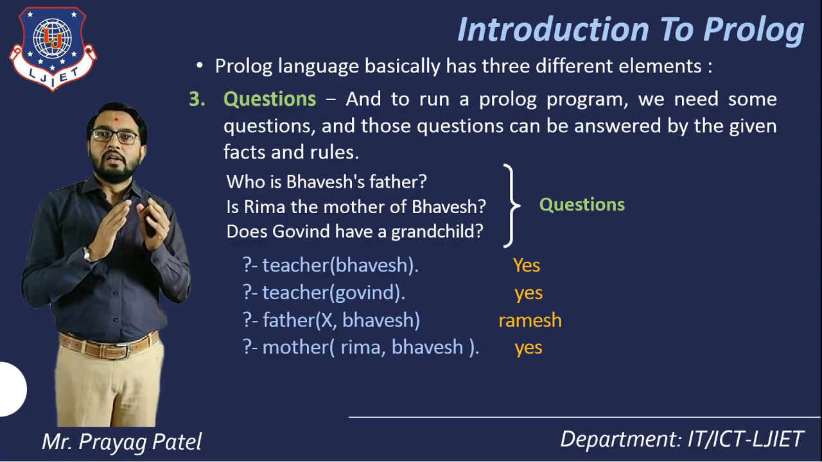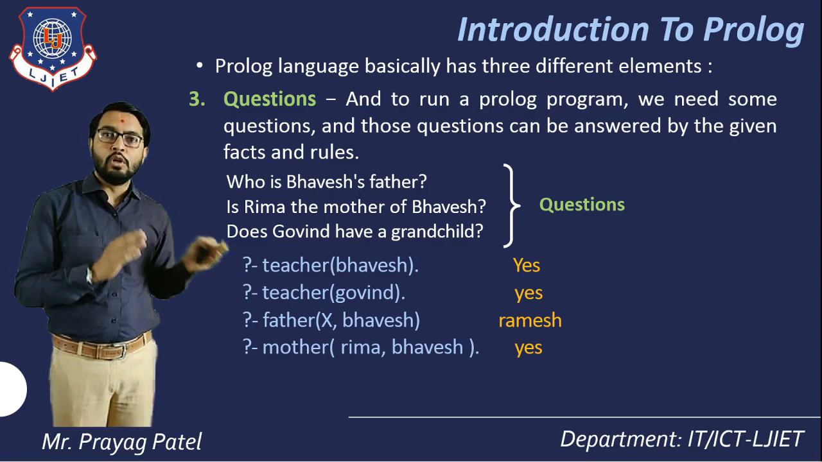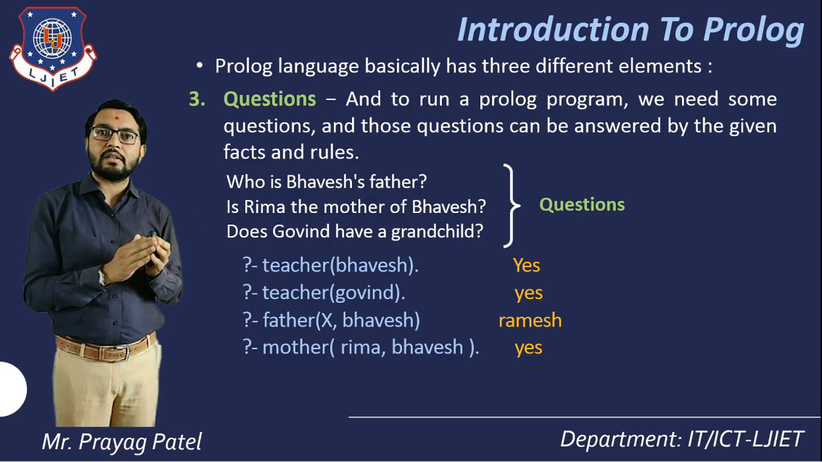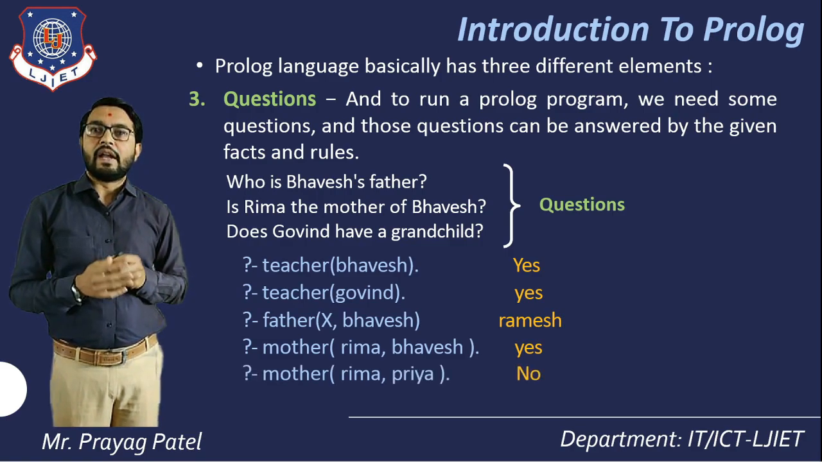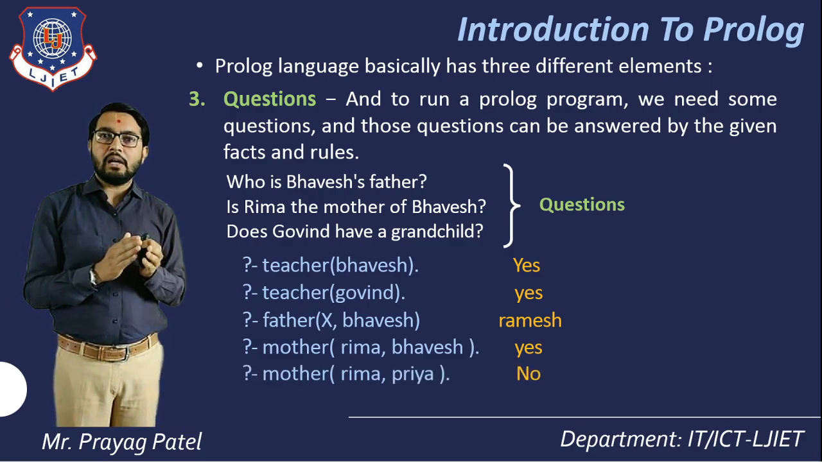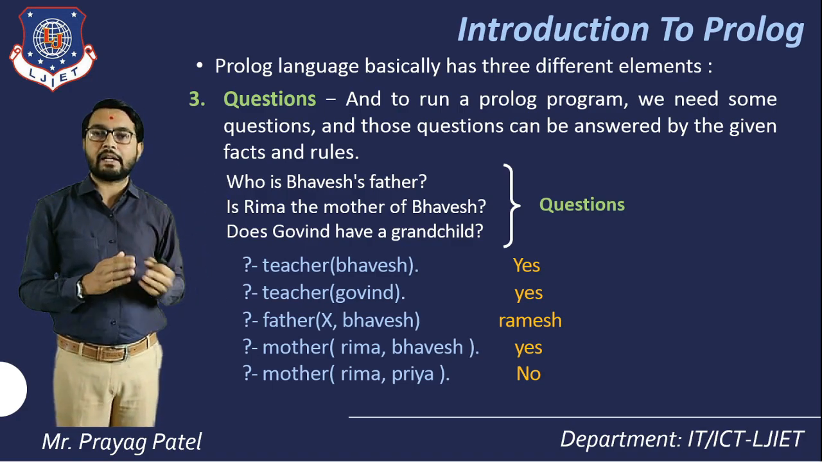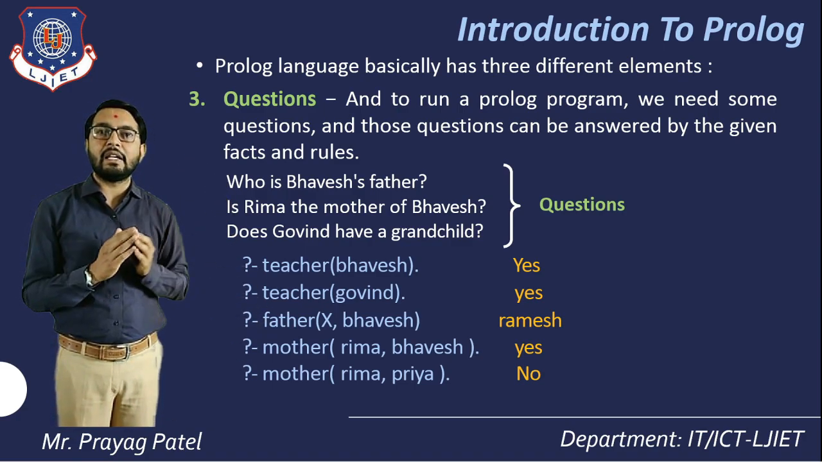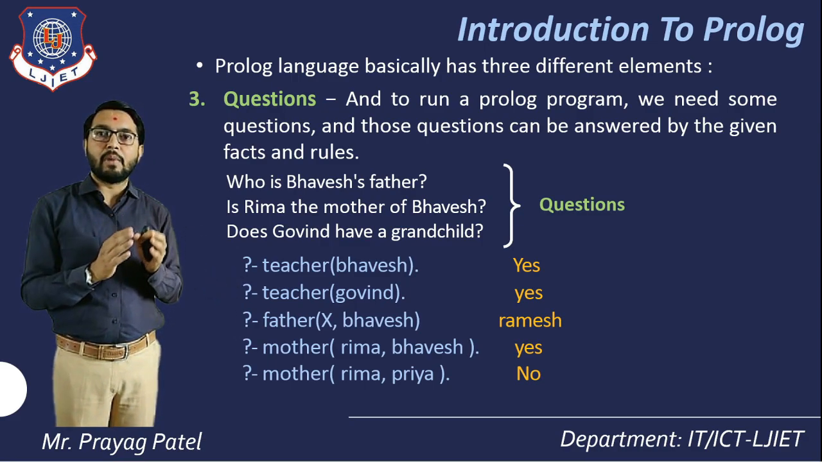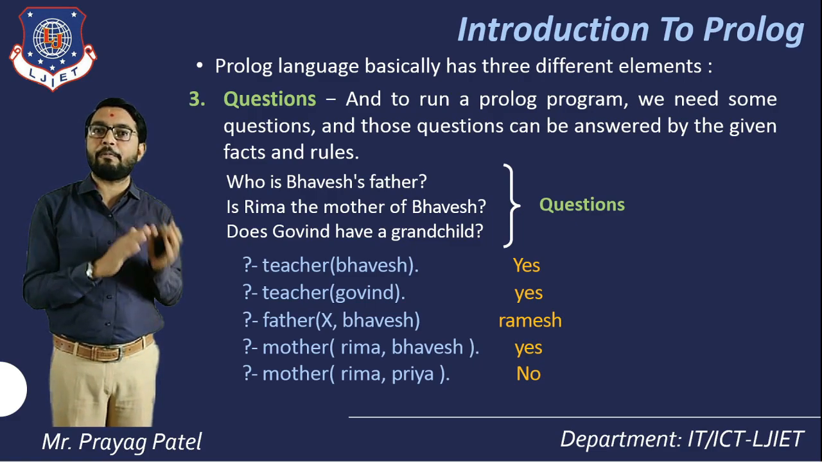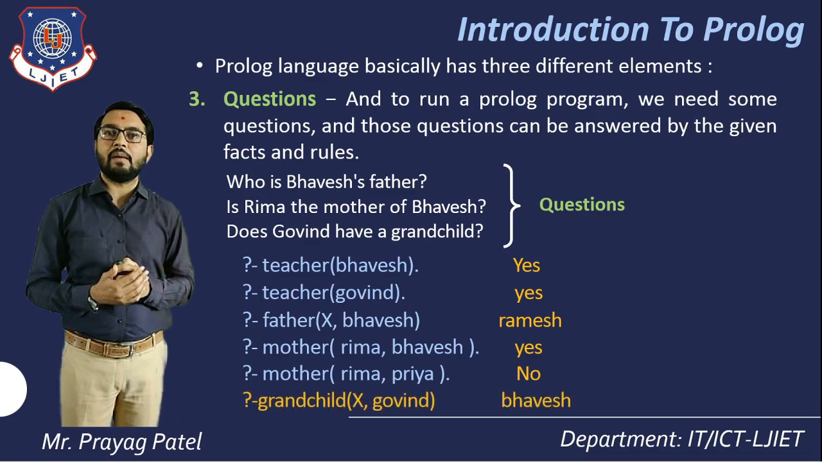Now next one is mother(Rima, Bhavesh). So Rima is a mother of Bhavesh. Yes. So answer is yes. So this is our answer. Now next one is Rima is a mother of Priya. So in our given fact and rule, there is no rule regarding Priya. So our answer is no. mother(Rima, Priya) means Rima is a mother of Priya. No. So result is no. So this is a simple example of the questions.